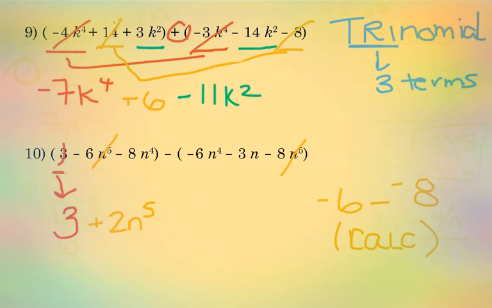Now I'm looking at a negative 8n to the 4th. I see n to the 4th. Perfect. Negative 8 minus negative 6. So now we are actually flipping those. Negative 8 minus negative 6 this time. Gives us a negative 2. Keep that n to the 4th.